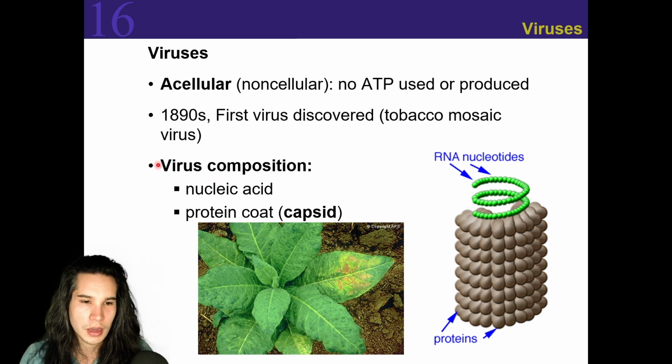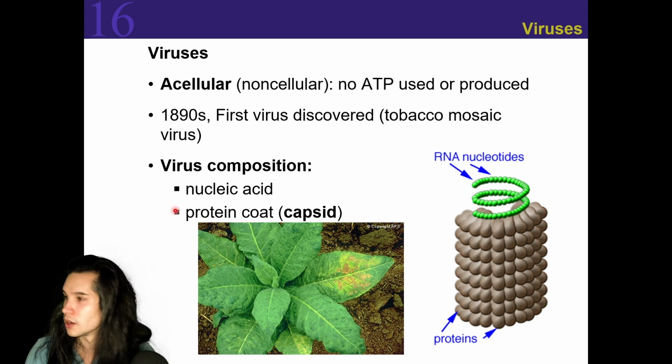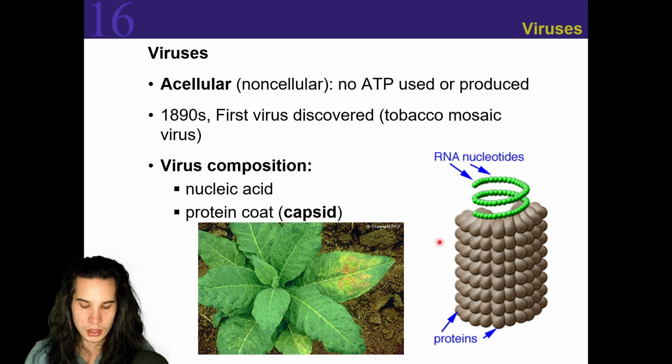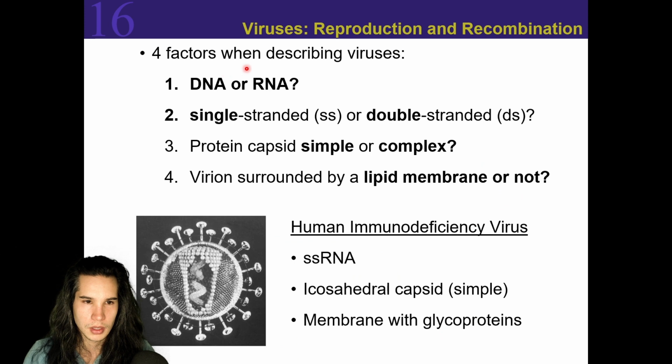And viral composition is usually going to be composed, the two bare minimum ingredients are going to be nucleic acids, or their genetic material, as well as their capsid, which is going to be made out of protein, so their protein coat. So here, this green stuff, that's the genetic material, and then the outside is going to be a protein capsid.